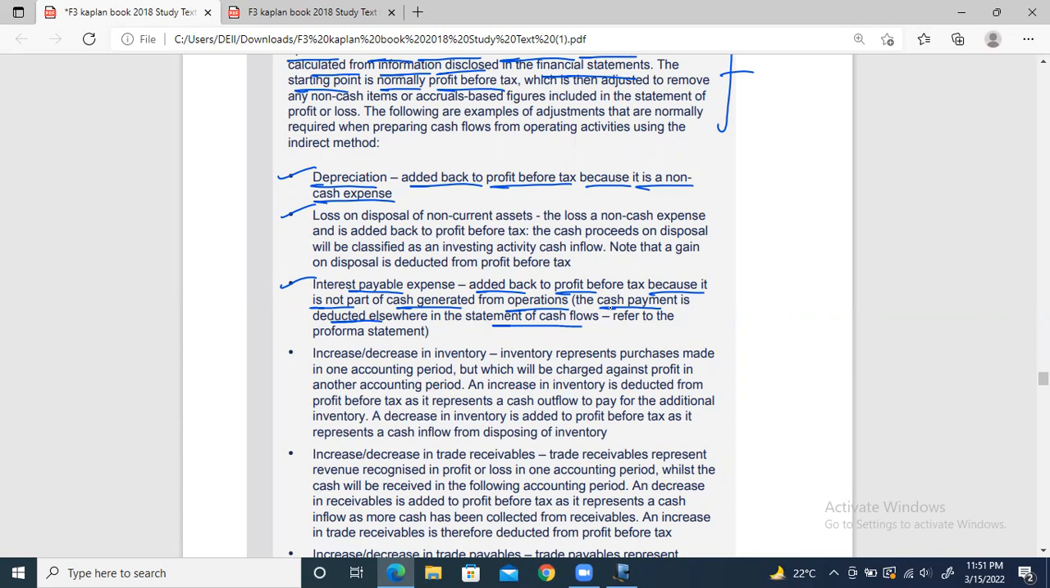That's why we exclude this, but we looked at paid over here, right? Because there is a major difference. You can see this payable word is connected to the accruals concept, right? And paid word is connected with the cash basis, right?